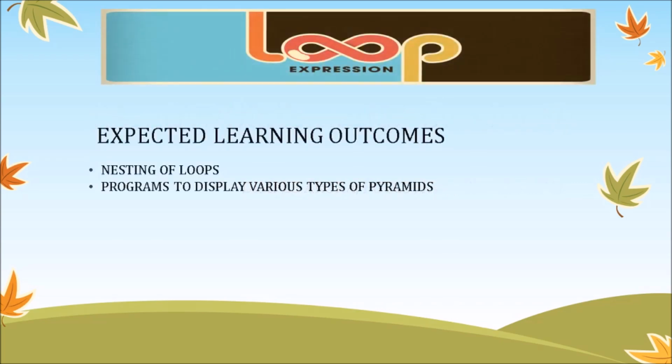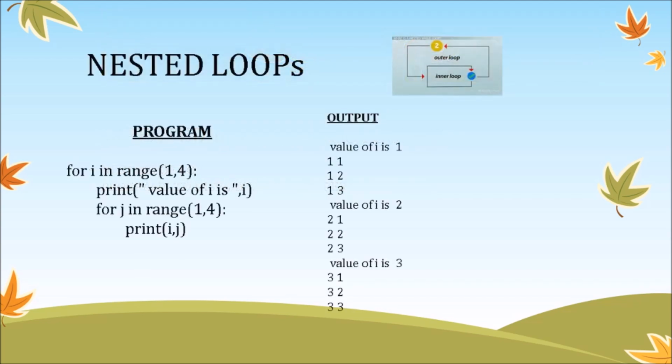Today we are going to discuss the nesting of loops and see certain programs which will display certain patterns and pyramids. Let's begin and see what a nested loop is. You can see in this diagram there is an outer loop and an inner loop. So an inner loop within an outer loop, that means a loop within a loop, is said to be a nested loop. The inner one is called a nested loop.